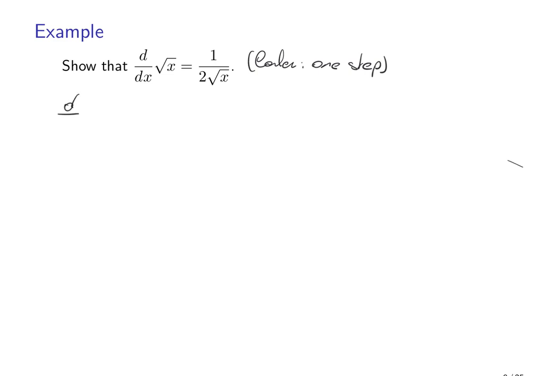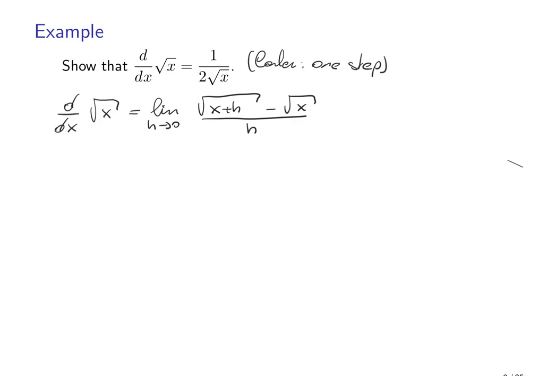Okay, so our derivative d/dx of square root of x is the limit as h goes to 0 of square root of x plus h minus square root of x, divided by h. How are we going to compute that limit? If you just plug in h equals 0, you get square root x minus square root x, that's 0, divided by 0, that's an indeterminate form. Here we're going to have to do something to get rid of the indeterminate form.